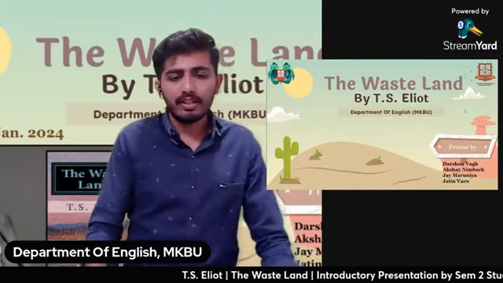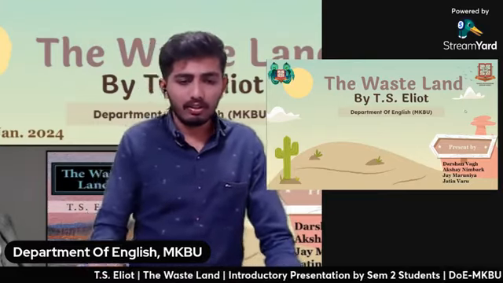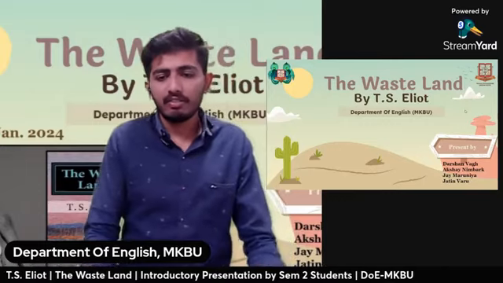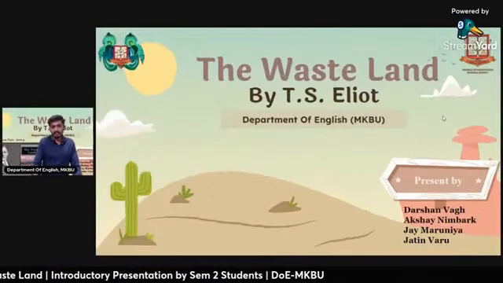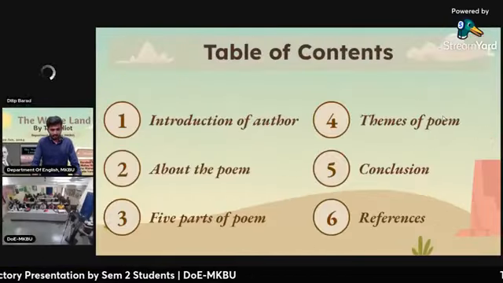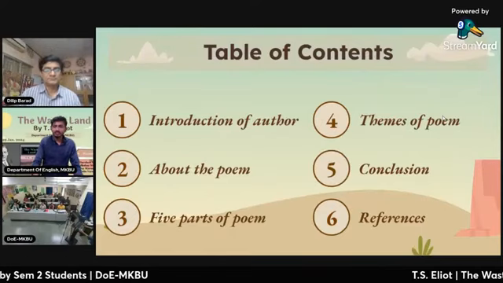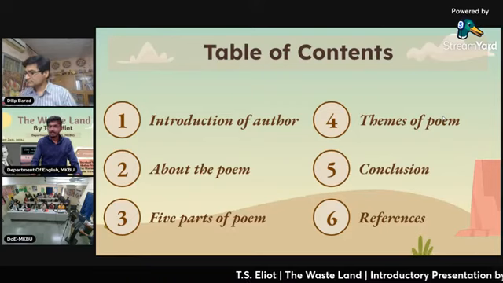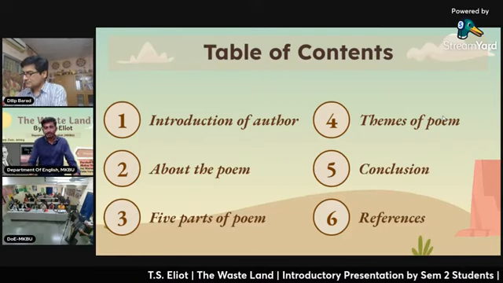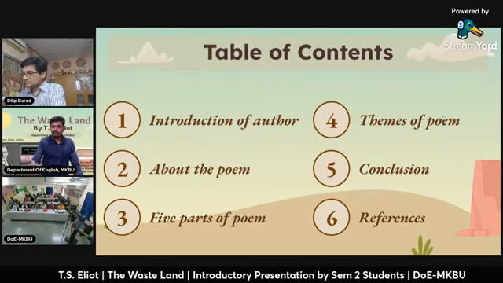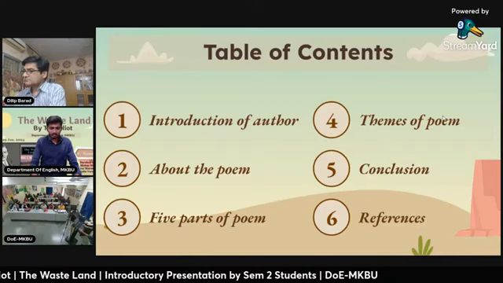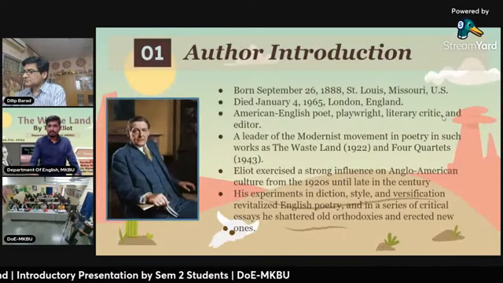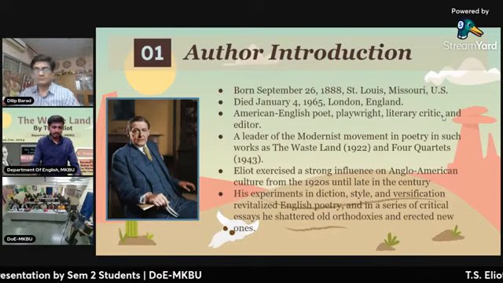Today, me and my team are presenting the presentation on The Wasteland by T.S. Eliot. This is the table of contents that we are going to see. First is the introduction of the author, then we will see about the poem and the five parts of the poem, and then we will see the theme and the conclusion. So I will start with my part, author introduction.